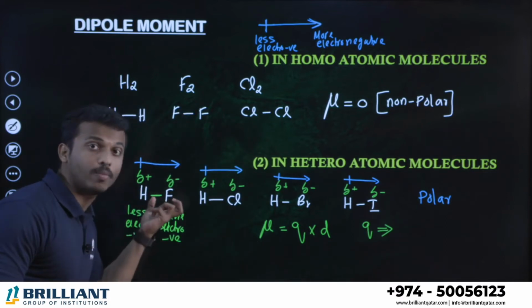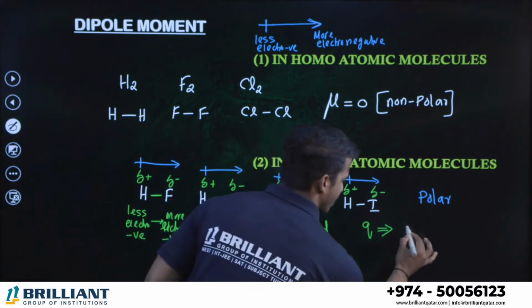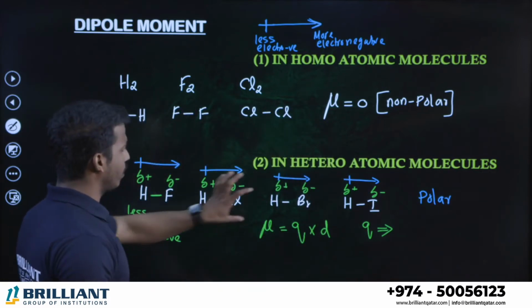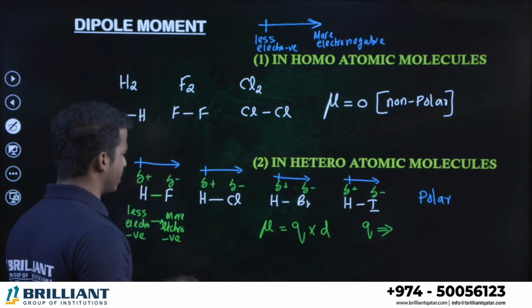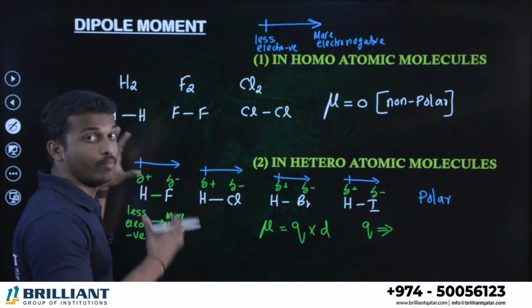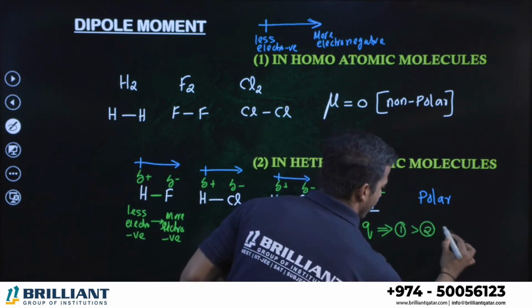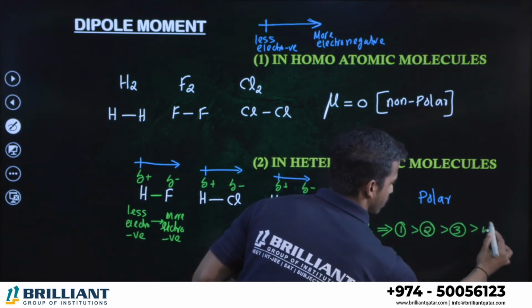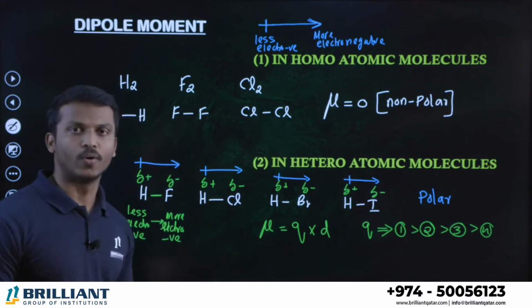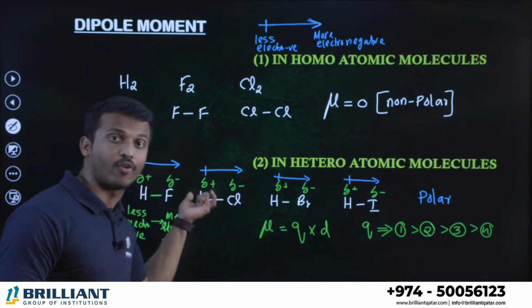So here, among HF, HCl, HBr, HI, which one has the greater charge? You know, fluorine is the most electronegative element, correct? So fluorine has the greater charge. So we can say the first one, second one, third one, fourth one: the first one has greater electronegativity, meaning greater charge. So we can say first, second, third, fourth, this will be the order. Yes or no? It has greater dipole moment because the charge is greater for fluorine.